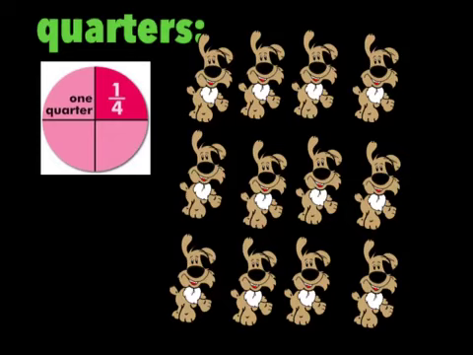Now we've got a group of puppy dogs, and I can see in my group that there are 1, 2, 3, 4 rows of dogs. So in those 4 rows, I can see straight away that I could easily divide this group of dogs into 4 equal parts. How do you think we could do that? Alright, let's try going down here.